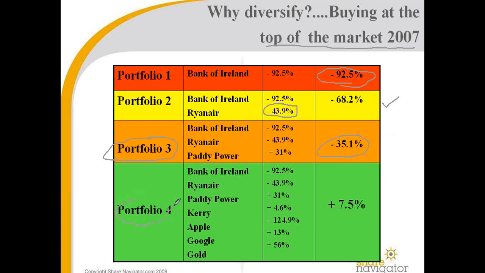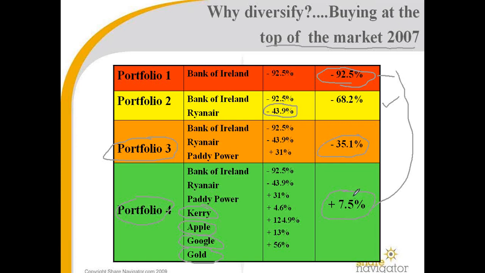Now let's get into Portfolio 4. We added in Kerry Group, we added in Apple, we added in Google, and we added in the Gold Exchange Traded Fund. If you had invested into that basket of shares, folks, your portfolio would be up 7.5%. So by diversifying, you reduced your unique risk down in the market. You went from a loss of 92.5% to an absolute profit. So the market actually fell, folks, and you managed to turn it around into a profit. That's why diversification works. Okay?